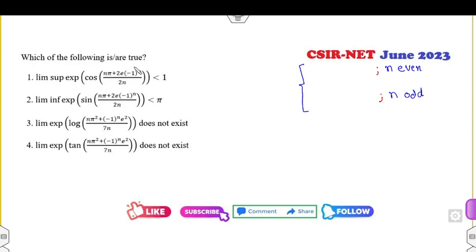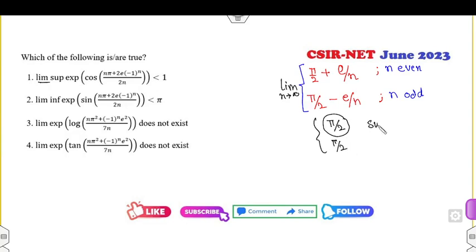So when n is even, this number is positive, I can separate it. It is pi over 2 plus, and the 2 will be cancelled out, e over n. When n is odd, it is pi over 2 minus this. Then take the limit. What will be the limit as n approaches infinity? The answer will be pi over 2. In both cases pi over 2. Fine. So what will be the supremum of this limit? Pi over 2. Infimum is also pi over 2.